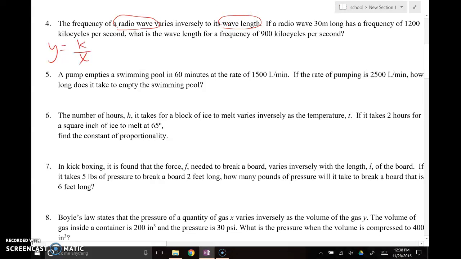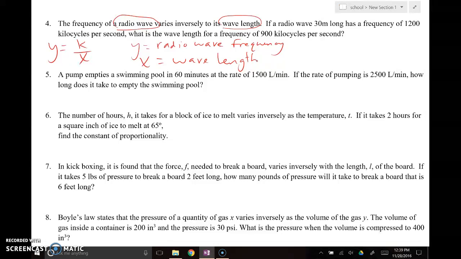So I'm just going to go in order. Okay, so I'm going to say y is the radio wave's frequency, and x would be the wavelength. That way I stay organized, I stay consistent throughout this solving process, and I don't get anything mixed up.